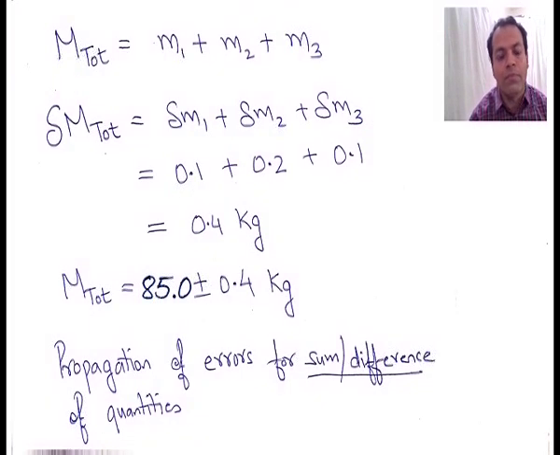Let's look at how we solve this problem. The total mass is the sum of M1 plus M2 plus M3. So the error in the total mass will be delta M1 plus delta M2 plus delta M3, or 0.4 kg, and we would report the total mass to be 85 plus minus 0.4 kg. Here in this very simple application we have used the propagation of errors, what one would do for the sum or difference of quantities. Note that it does not matter whether the error was on the positive side or the negative side. When we are reporting the error, we are assuming the worst case scenario so that the errors are not cancelling out in successive measurements. Therefore, we are taking the sum of 0.1 with 0.2 with 0.1. We are adding them.